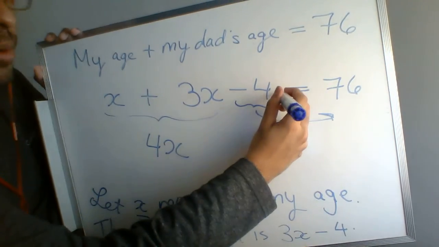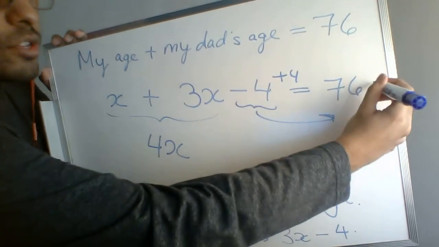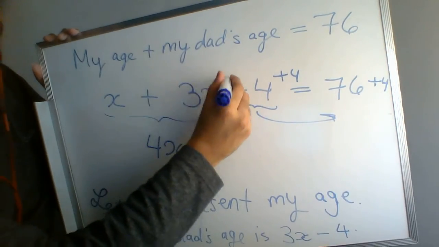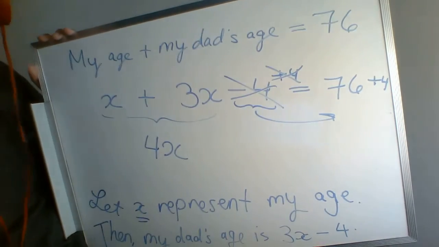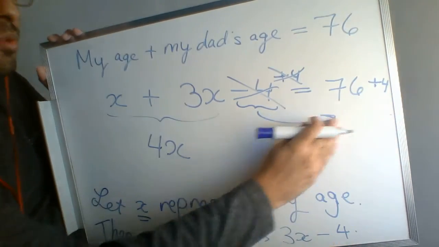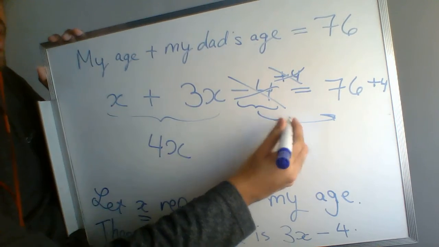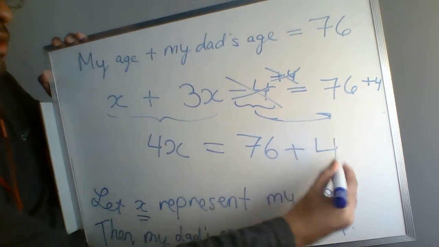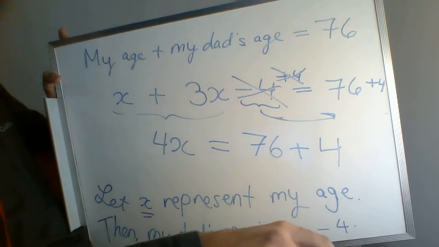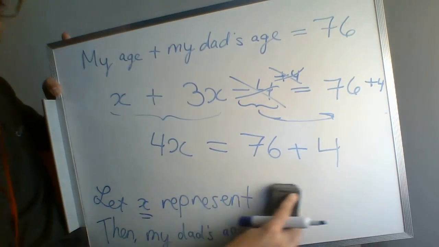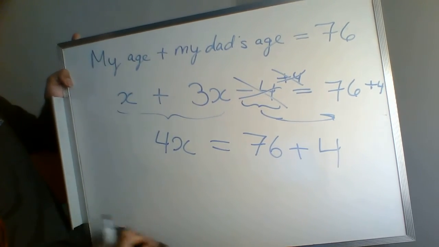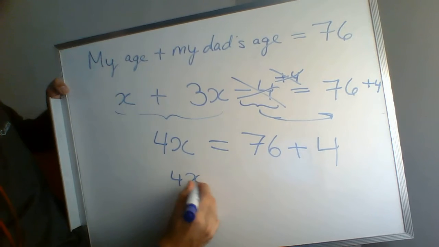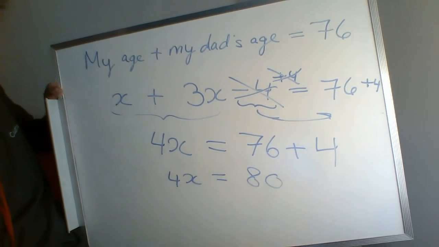Or the other way you can think about it is I'm adding 4 to both sides. Right, so if I add 4 to the left side, this minus 4 will cancel out with that plus 4, and then on the other side we'll be left with 76 plus 4, which is of course going to be 80. So let me erase the let and then statements down here. So then we've got 4x is equal to 80.